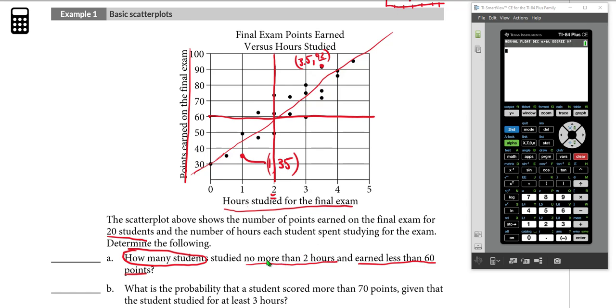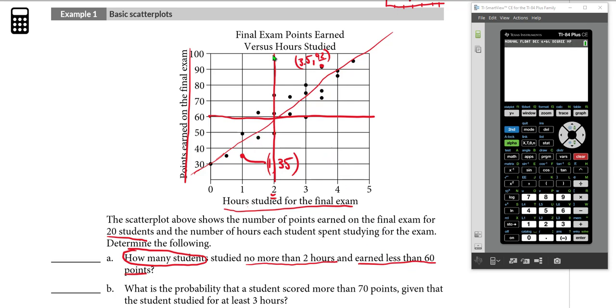And again, this question is saying no more than 2 hours. So that means we can't look at anything to the right, but we can look at the 3 points that are on the 2-hour line, because those students did not study for more than 2 hours. So we can look at points on that 2-hour line, but we also have to look at only those points that are below less than 60.